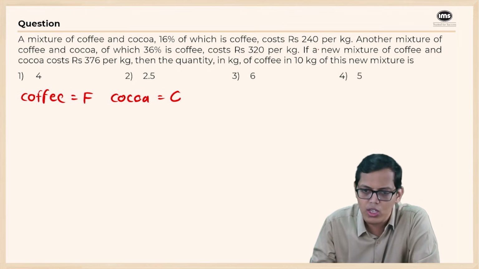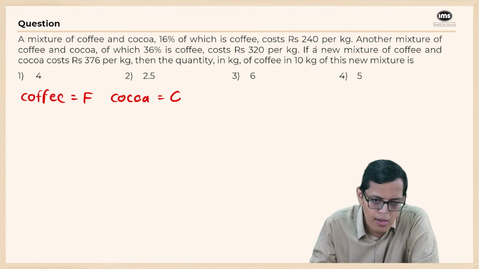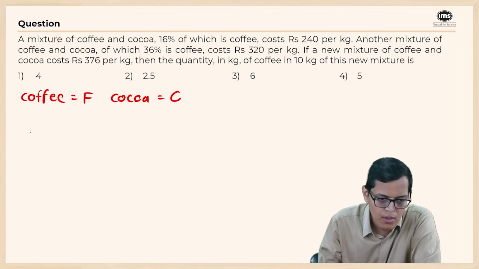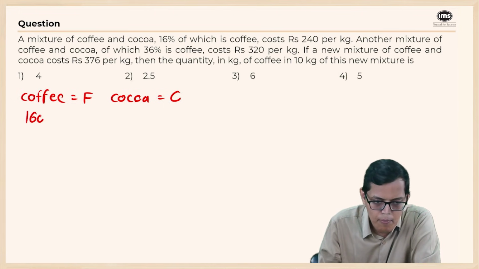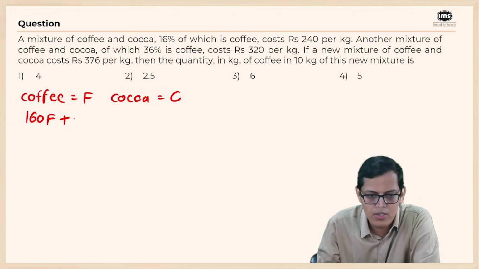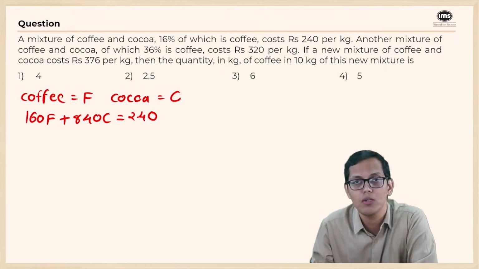They were talking about 1 kg, that is 1000 gram, 16% of which should be 160 gram into F plus remaining 840 gram into C is going to be 240. That is your equation number 1.